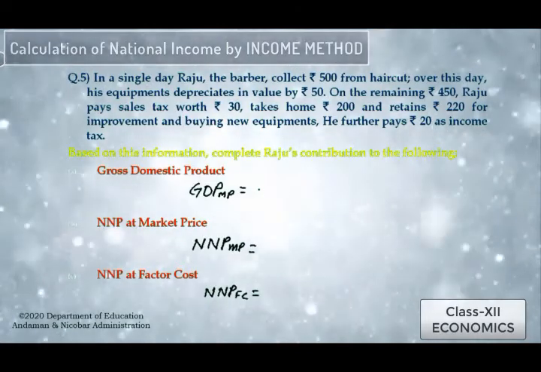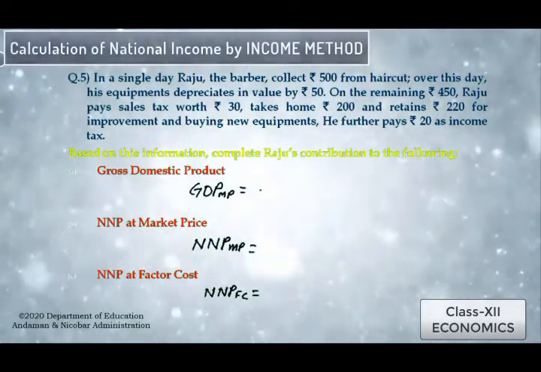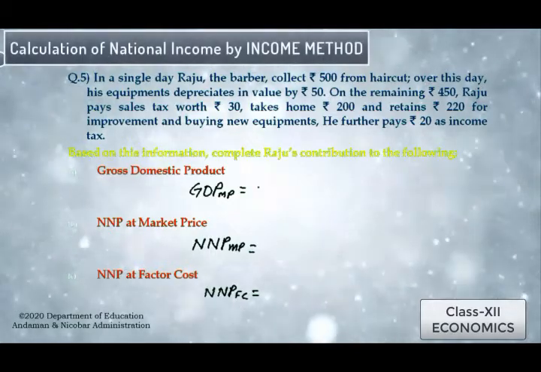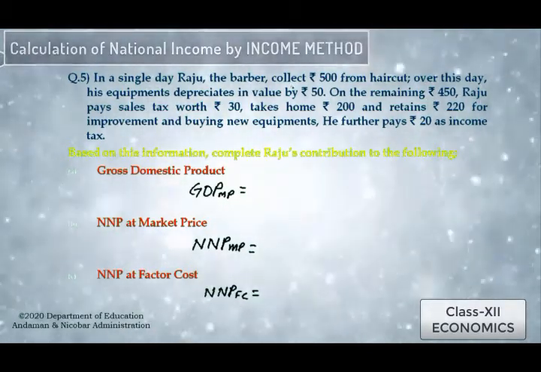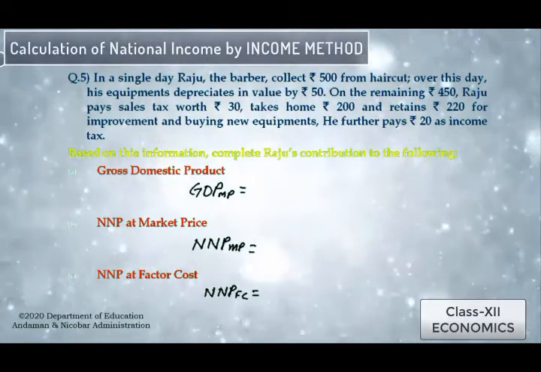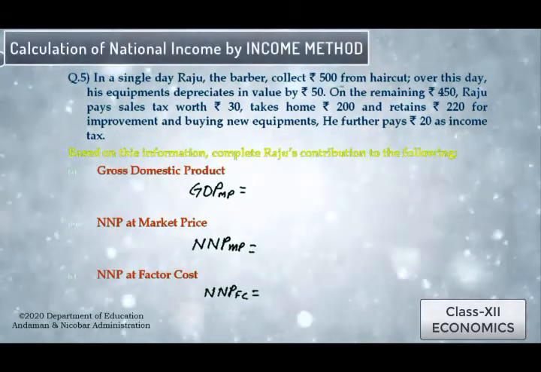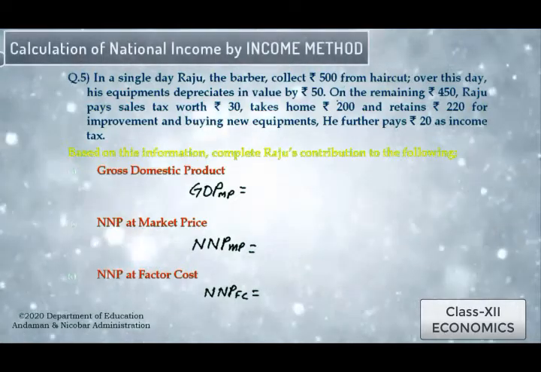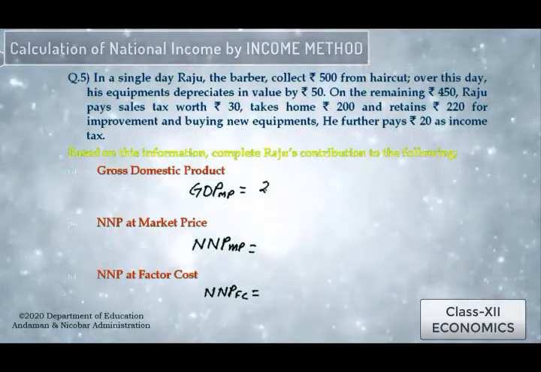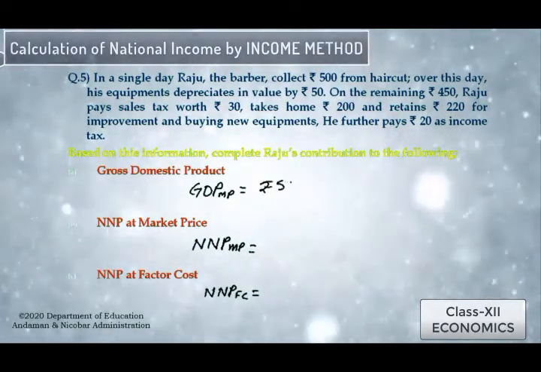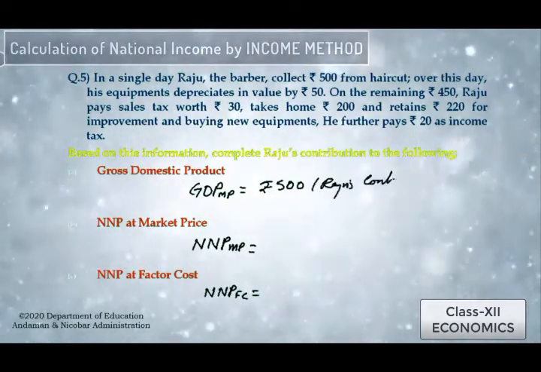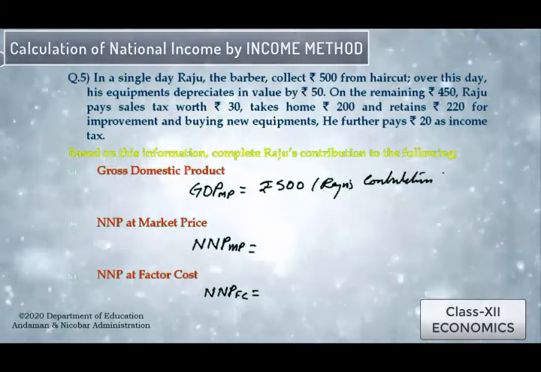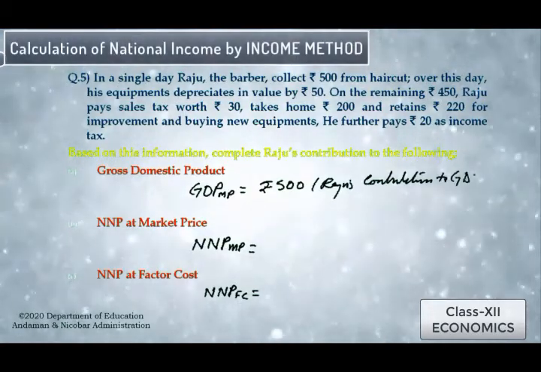So GDP will be the sum total of income earned by Raju. So by this we can very easily get the value from the first line, that is, Raju, the barber, collects rupees 500 from his work, that is haircut. So rupees 500 will be the value of GDP. So Raju's contribution to GDP.